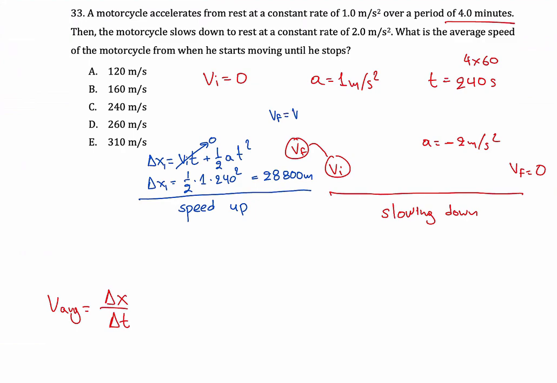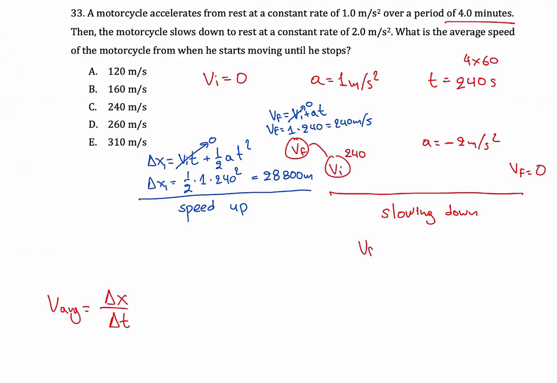V final is equal v initial plus at. The v initial was 0, the acceleration was 1, and the time is 240. So it is 240 meters per second. And this v final becomes v initial of the second motion. So we know the v initial, we know the v final, and we know the acceleration. So maybe we can use the second law of motion to find the distance, but we don't know the time.